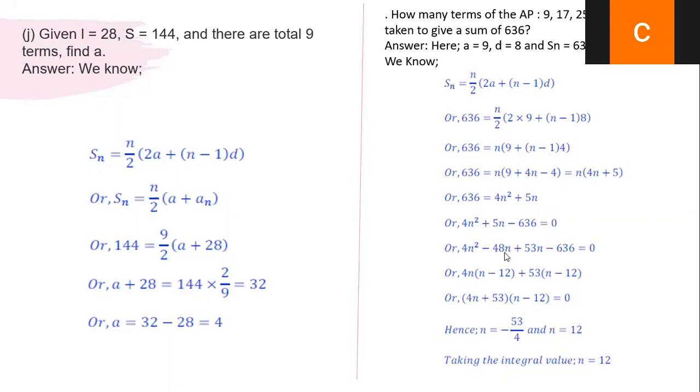So when you factorize, 48, 53 is what we are getting from 636. When we are not getting the higher number factors, I suggest you people do the prime factorization so that you'll get the factors. These are two factors. So when we take out n minus 12 as a common factor, 4n plus 53 into n minus 12 is equal to 0. So n cannot be negative. So take the n value positive.